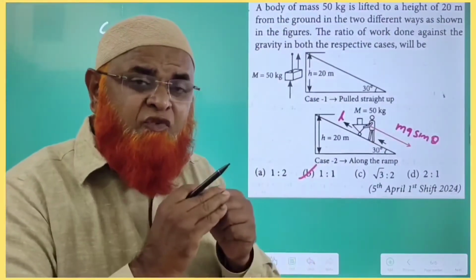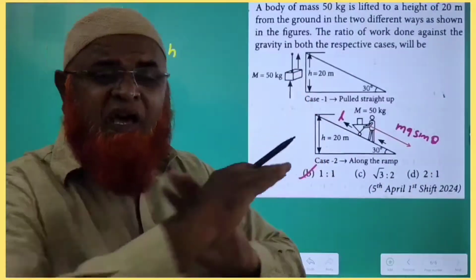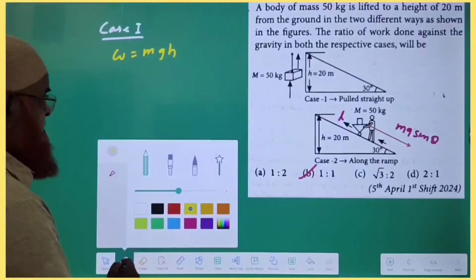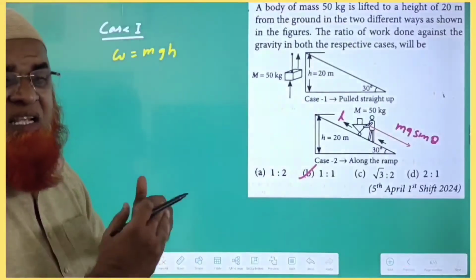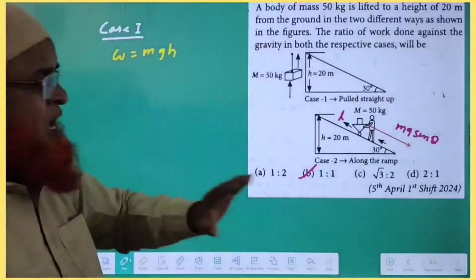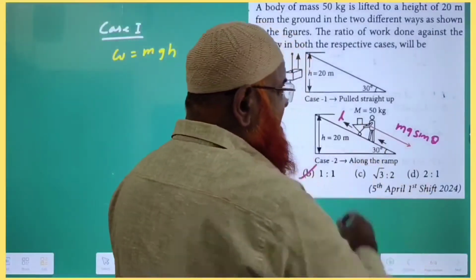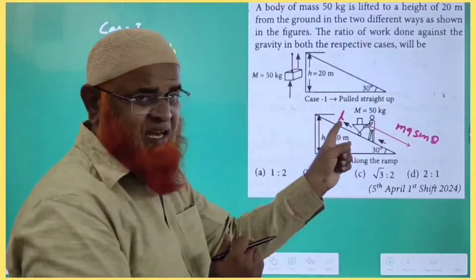You know, gravitational force is a conservative force. In whatever direction you go, the same work will be done. How? I am going to show you. Let us see here now. So first thing is, if you take directly upwards, work done is nothing but potential energy, which is mgh. But when you go along the inclined plane, the force acting along the inclined plane is mg sine theta, and the displacement is L here.